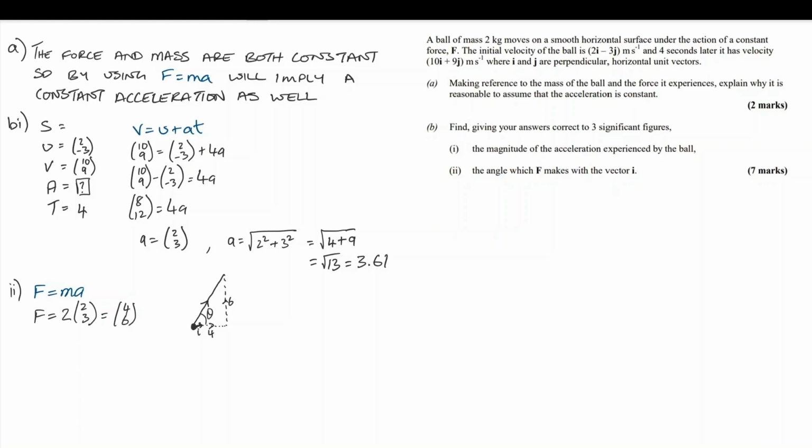We want the angle that the vector makes with i. i is a horizontal vector starting at the same start point, and we're looking for theta. So we can go ahead and set up an expression. Tan theta equals 6 over 4. Tan theta must be 3 over 2. Theta is inverse tan 3 over 2. And here we get our answer, 56.3 degrees. That is the angle F makes with the vector i.